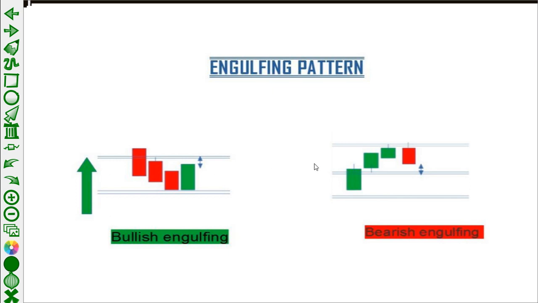Now let's see the bearish engulfing pattern. The first and foremost thing to look at in a bearish engulfing pattern is that it should be formed at the resistance level, and it is considered a bearish reversal pattern. The market is expected to go down at least for the next one candlestick if this pattern occurs and all conditions are fulfilled.